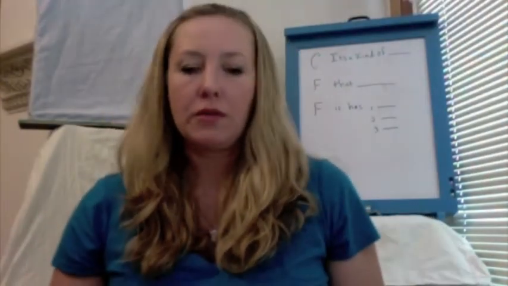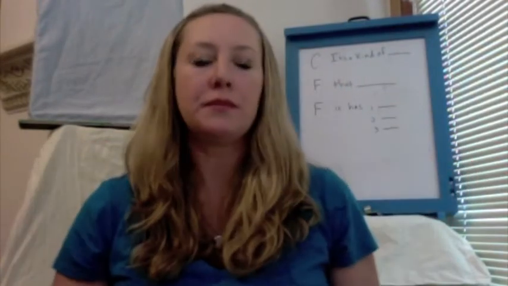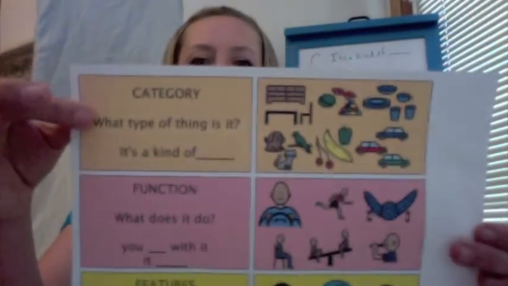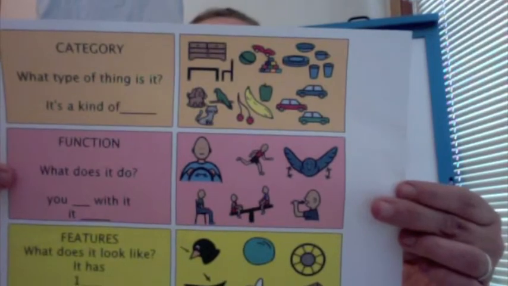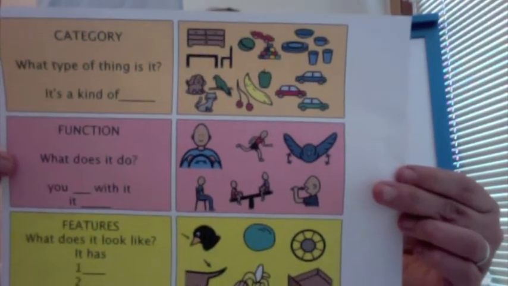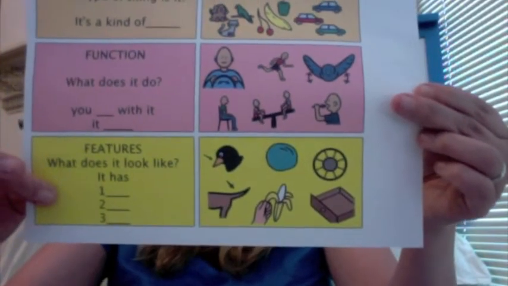Let's talk about flower. What is a flower? How do you group it? What do you do with it? And what does it look like? Flower is a kind of plant that you can smell, or pick it and put it in a vase. It has stem and petals.